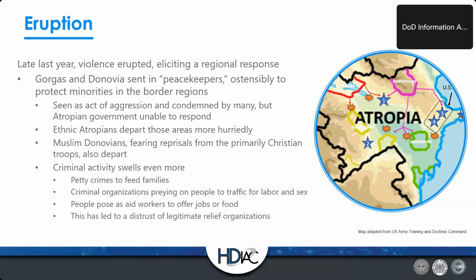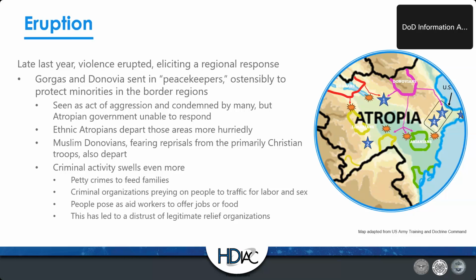So there was a little bit of a regional response to that as violence erupted more. Gorgas and Denovia sent in peacekeepers who were supposed to be protecting the minorities in the regions. Naturally seen as an act of aggression by Ethiopia and some other governments, but the Ethiopian government was really unable to mount a response to it because of how much has been going on. So ethnic Ethiopians tend to depart those areas more hurriedly, as well as Muslim Denovians who are fearing reprisals from the primarily Christian Denovian troops who are entering the area. So they begin to flee as well.